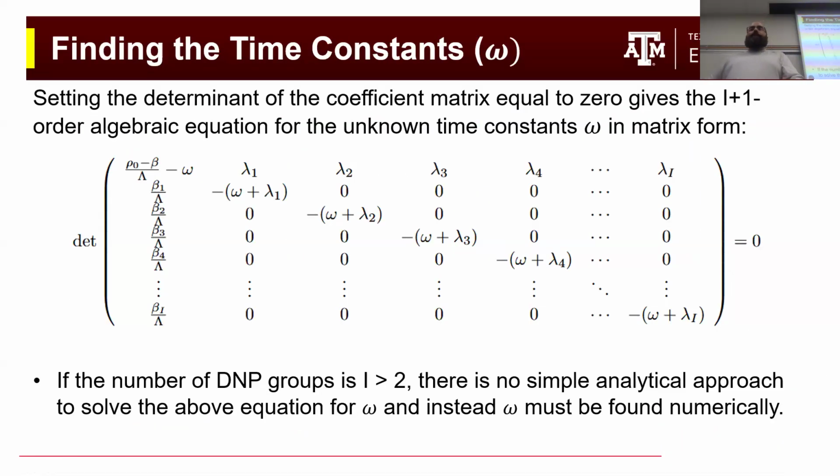If we set that determinant equal to 0, we're going to get an I plus 1 order algebraic equation that contains our time constants. So ultimately, that's what I was trying to say. Unfortunately, if the number of groups is greater than 2, then you can't really do this analytically. It's not simple to do it analytically, and ultimately we're trying to find what these omega values would be. So instead, if there are more than 2 groups, you want to do numerical solving for it.